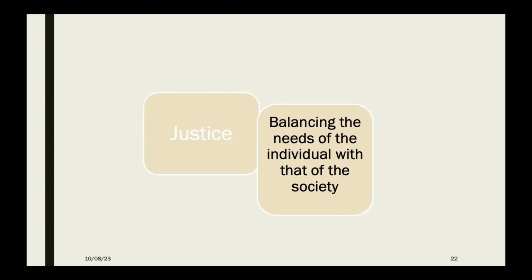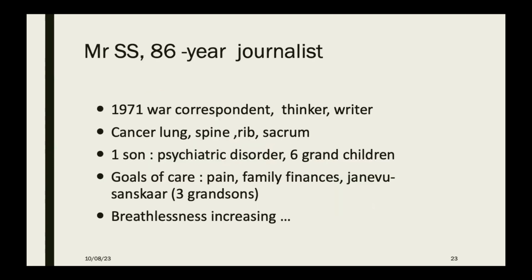That brings us to the principle of justice, balancing the needs of the individual with that of the society. So this is an example of a war journalist. He's 86 years old. He has cancer of the lung, which has spread to the spine, the ribs, and the sacrum. He has a responsibility of a son who has a psychiatric disorder. He has 6 grandchildren, and the goals of care are taking care of the pain, taking care of the family finances, the Geneva Sanskar, but also the fact that the breathlessness is increasing.